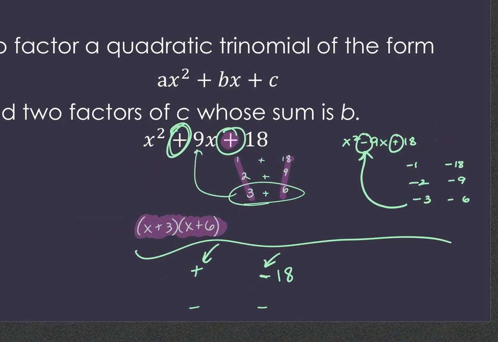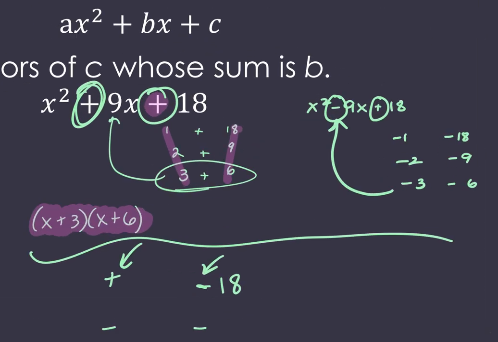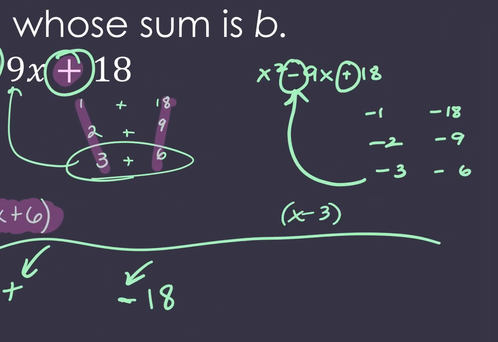So how would the one with x squared minus 9x plus 18 look? It would be x minus 3 and x minus 6.